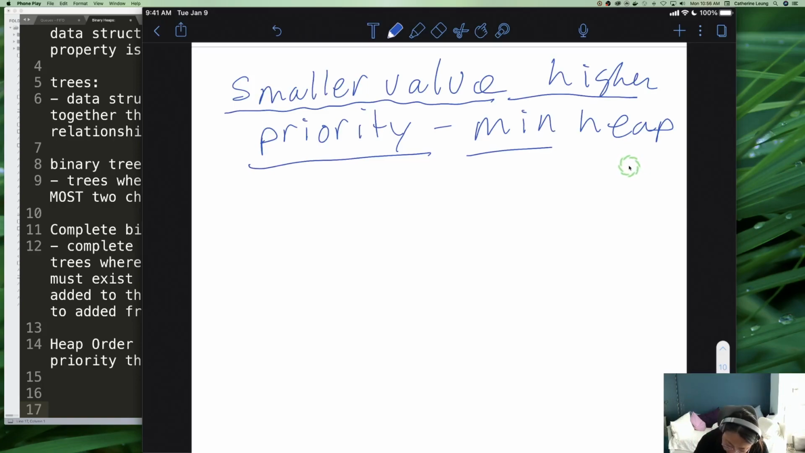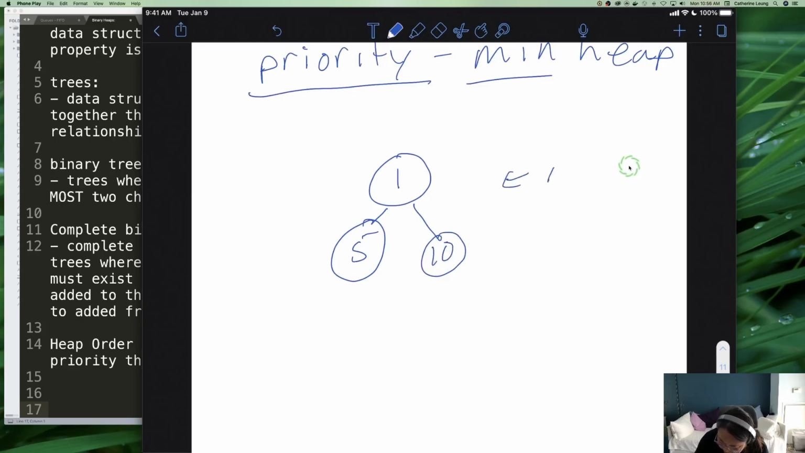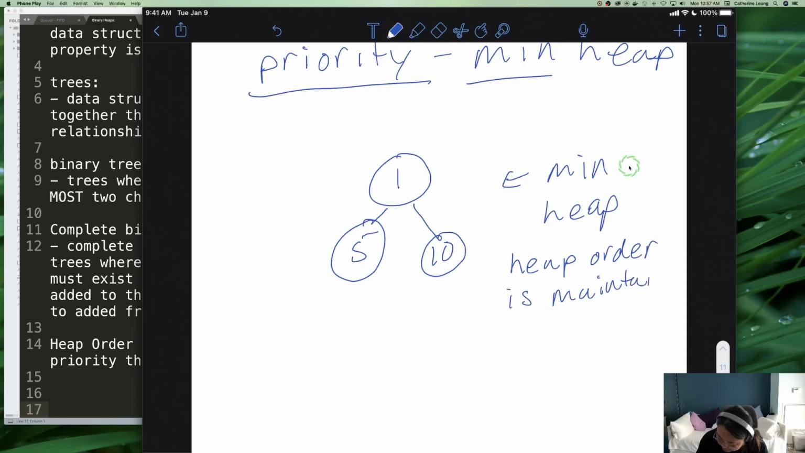So in any case, if the smaller value has higher priority and what we get is a min heap, then what does this actually imply with heap order and so on? So for example, 1, 5, 10, this is a min heap. It's a heap. Heap order is maintained. Now, a really important idea for heap order is this. So this maintains heap order, sure.